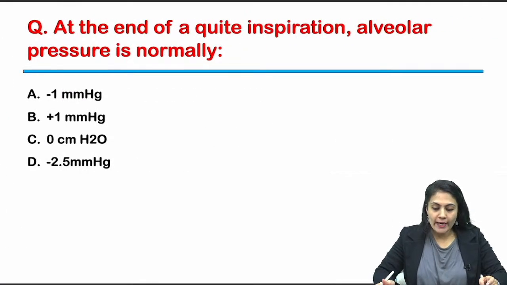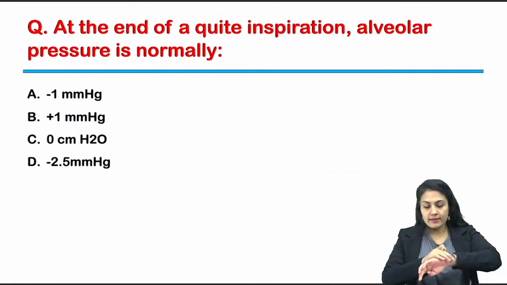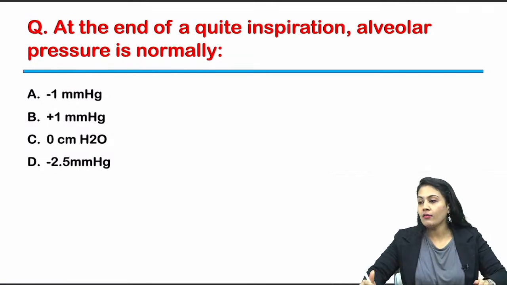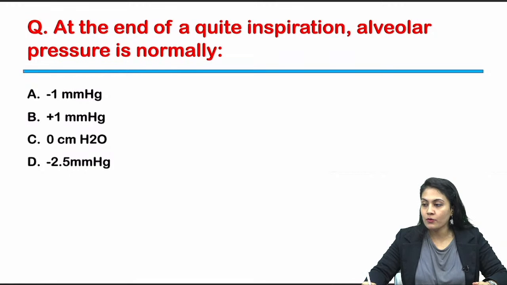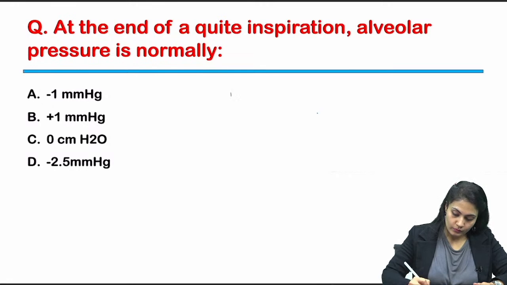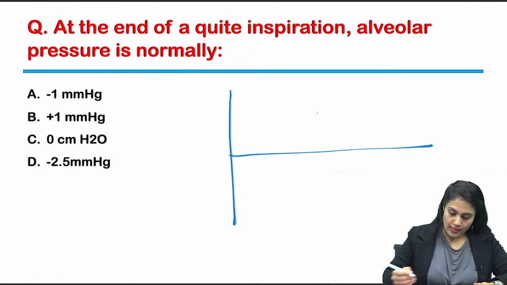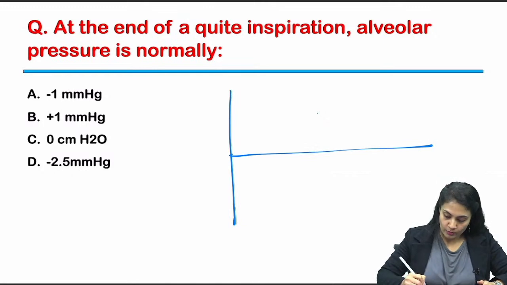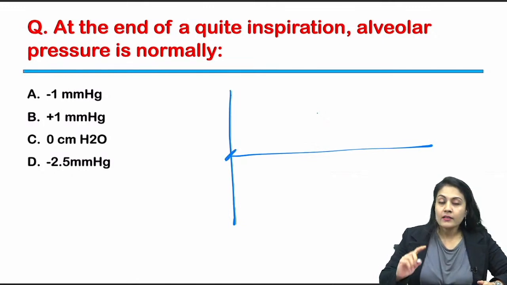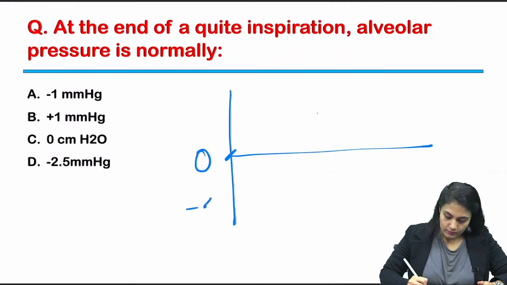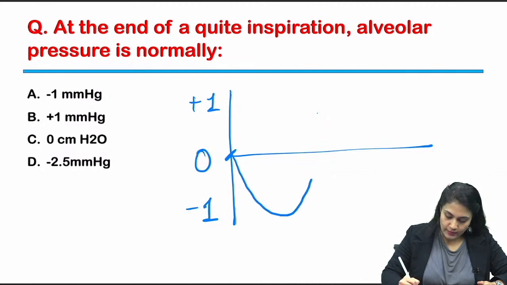Next, at the end of quiet inspiration, alveolar pressure is normally, yes please, how much is the alveolar pressure they're asking? There are different types of pressures. Answers please, guys. So suppose I'm drawing the pressures and volume. What is going to happen? At the beginning of inspiration, it is going to be 0, right? As soon as the person starts to inspire, it is going to be negative.